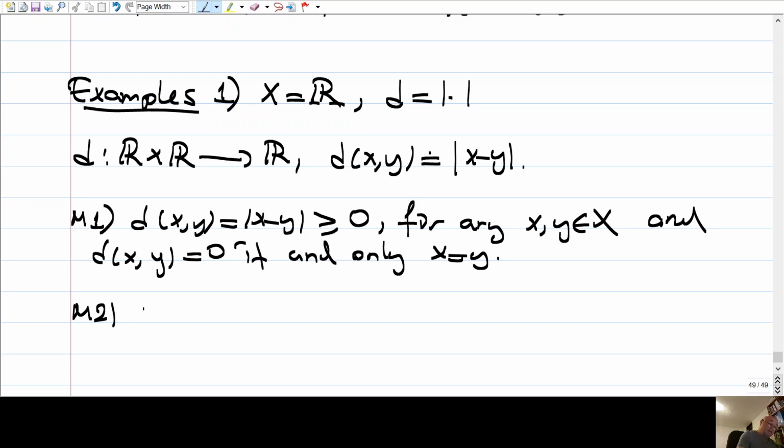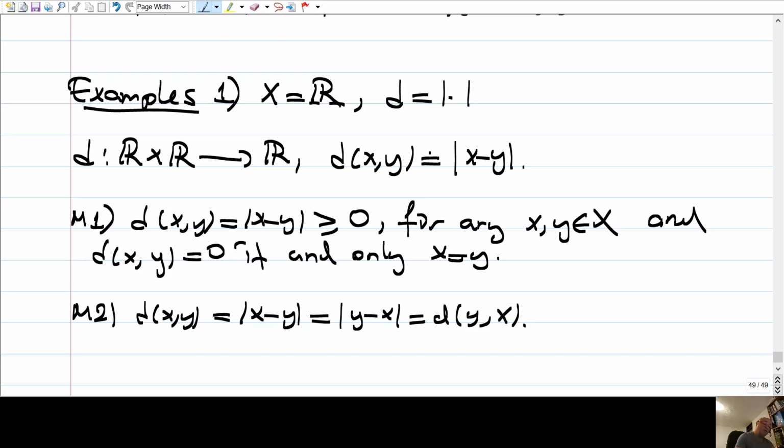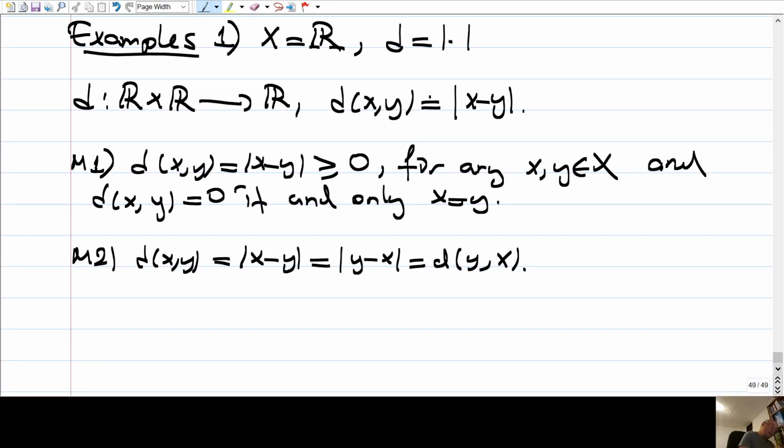The second one, it has to be symmetric. Well, what is dxy? This is the absolute value of x minus y. Of course, this is the same thing as the absolute value of y minus x, but this is just the distance from y to x. So d satisfies the second metric property. Let me put a check here.